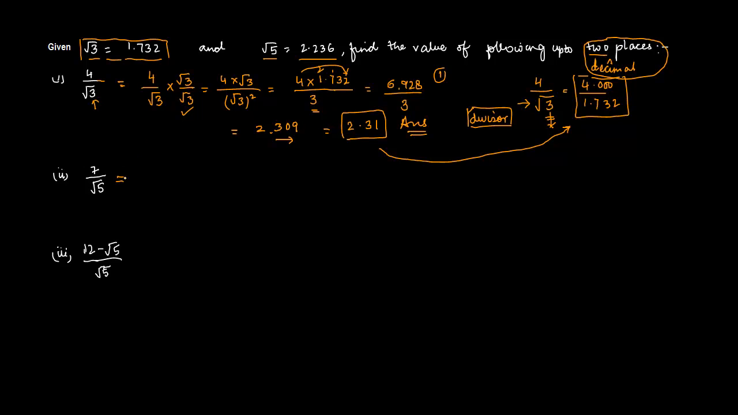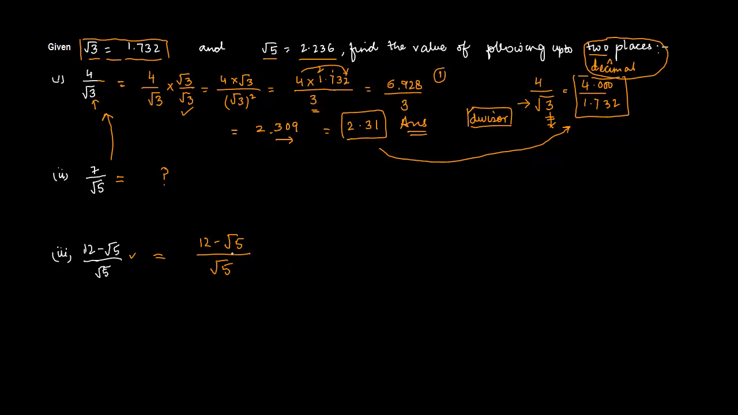Similarly, you can solve 7 upon root 5. I'm just leaving this for you. I'm not solving it. You can just apply the similar methodology to reach the answer. Now let's solve this particular one, which seems to be a little more complicated. So we've got 12 minus root 5 upon root 5.